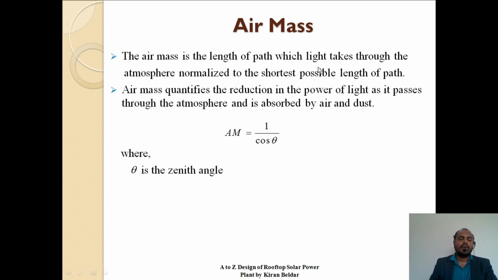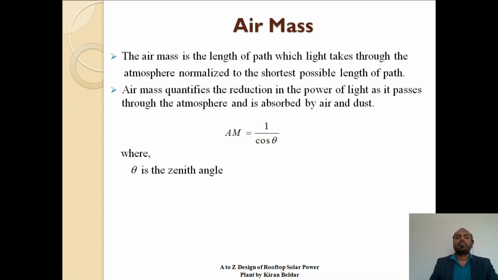Air mass is the length of the path which light takes through the atmosphere, normalized to the shortest possible path length. Basically, the air mass quantifies the reduction in the power of light as it passes through the atmosphere and is absorbed by the air and dust.